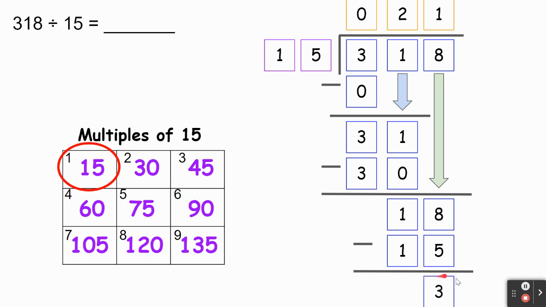So there are no other numbers to bring down. The 3 is our remainder. That means our quotient is 21 remainder 3.